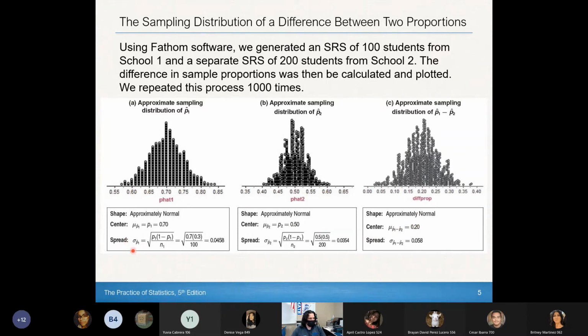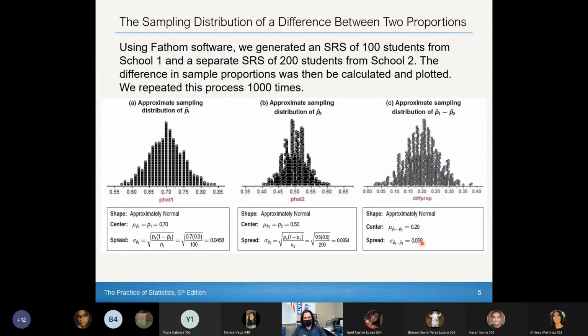We get the spread, right? Under the square root sign is the variance, which is how we calculate that. We have population proportion 1 times 1 minus population proportion 1 divided by n1, square root of that, and we get the standard deviation. We get 0.0458, we get 0.0354 for population 2, and the difference is 0.058. We'll get into how these are calculated later.